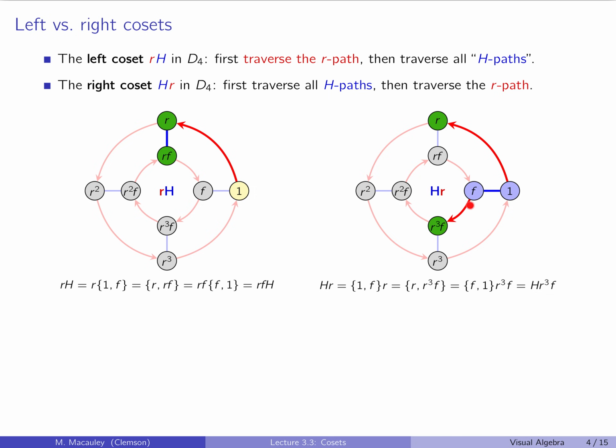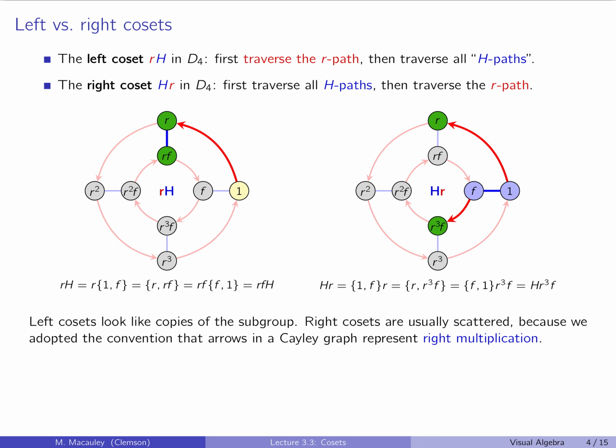Let's look at the right cosets now, or this right coset. So HR means right multiply everything by R. So we get R and R cubed F. And similarly, that's the same as if we had right multiplied by R cubed F.